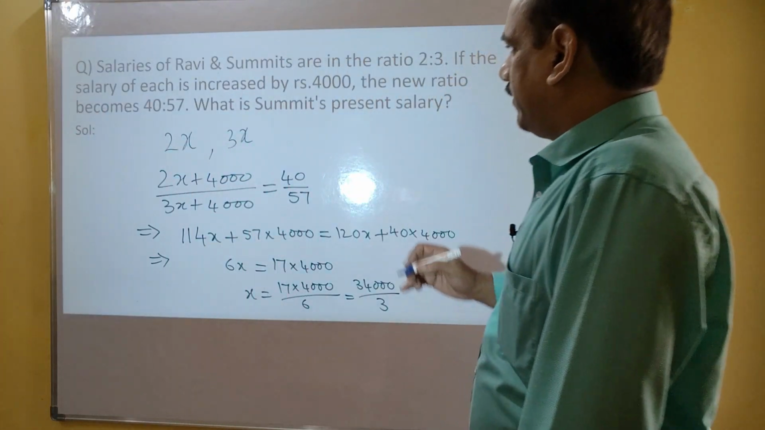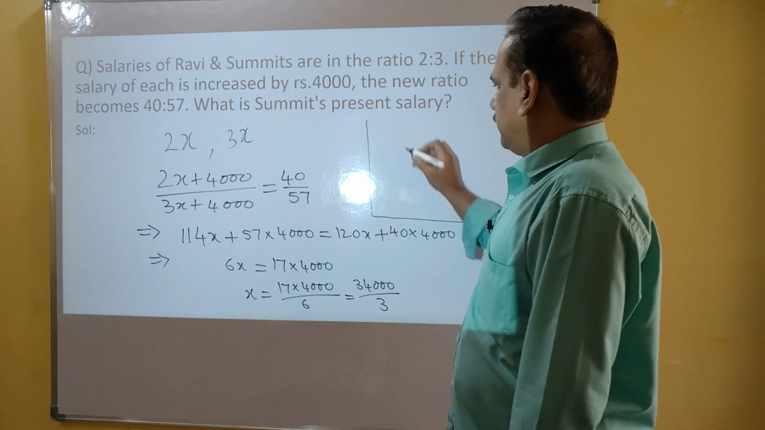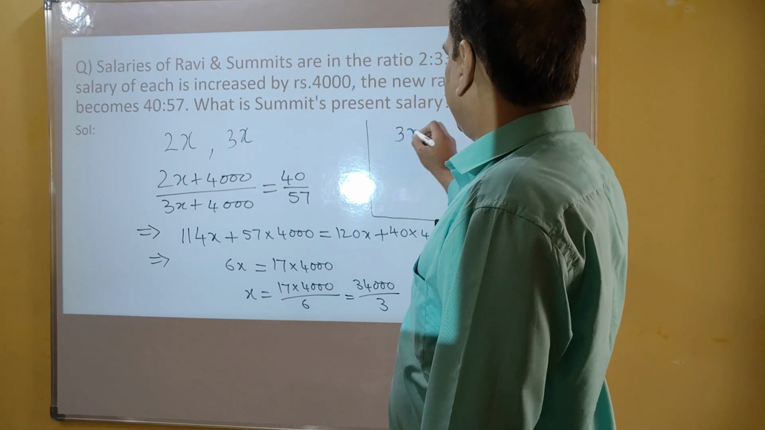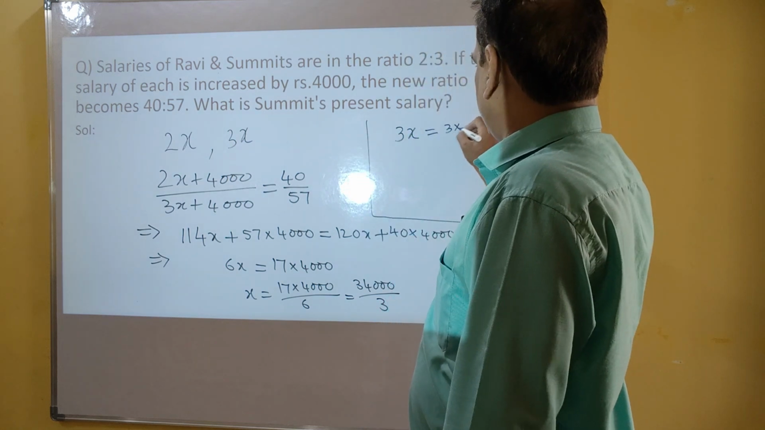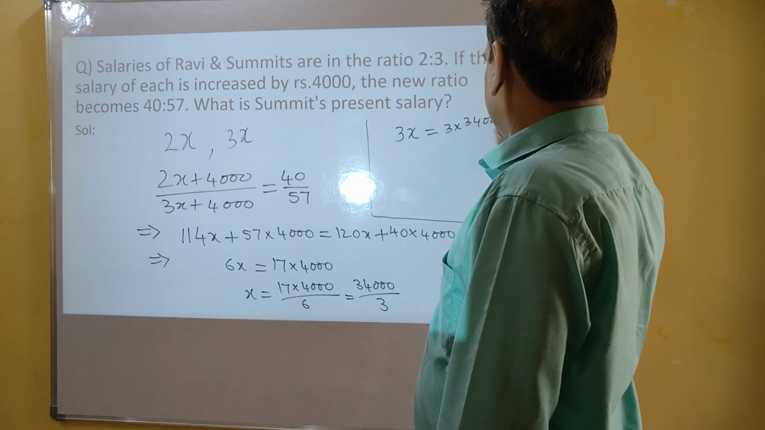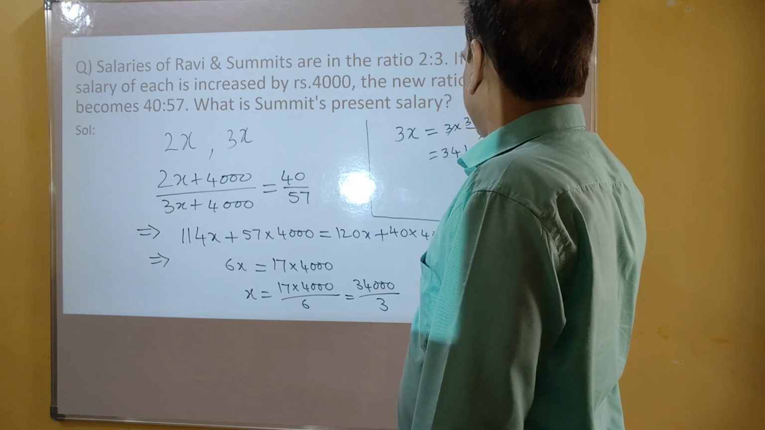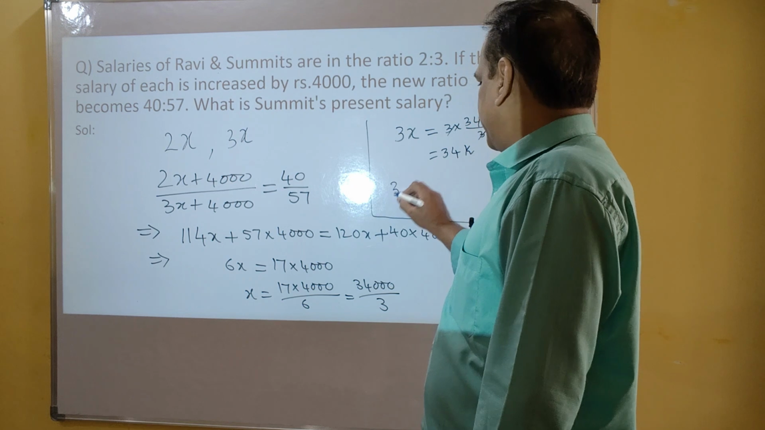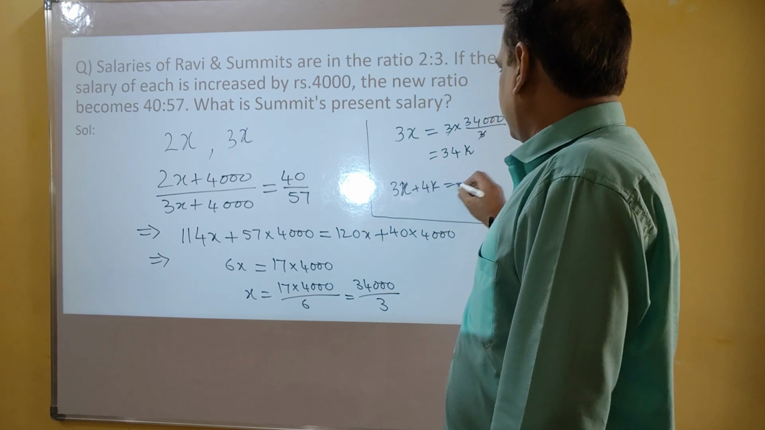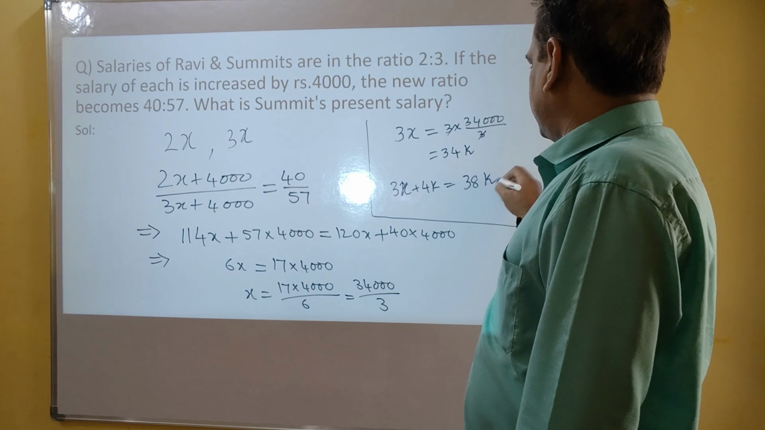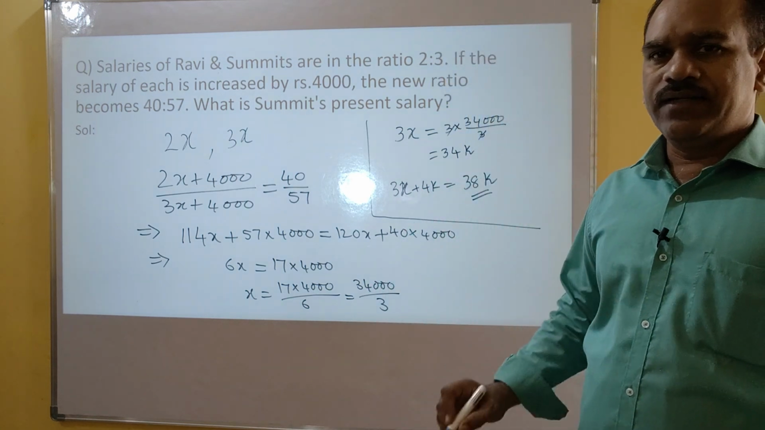What you are asked to find: what is Sumit's present salary? So what is Sumit's previous salary? It is 3x. So 3x is 3 into 34,000 by 3. It is 34,000. Now what is Sumit's present salary? 3x plus 4,000, which is 38,000. Sumit's present salary is 38,000.